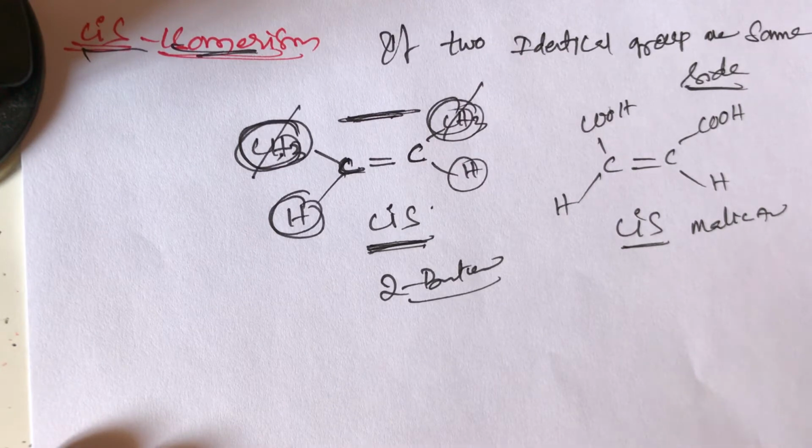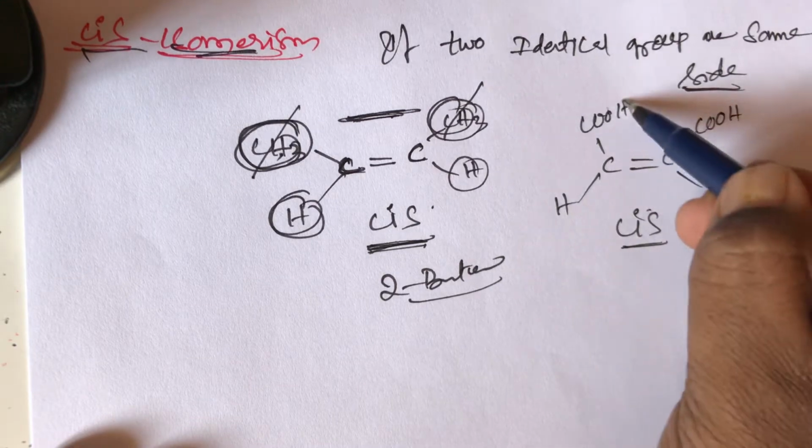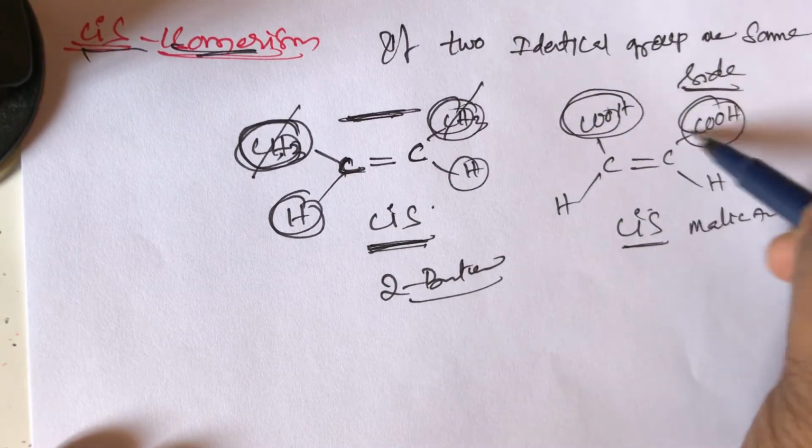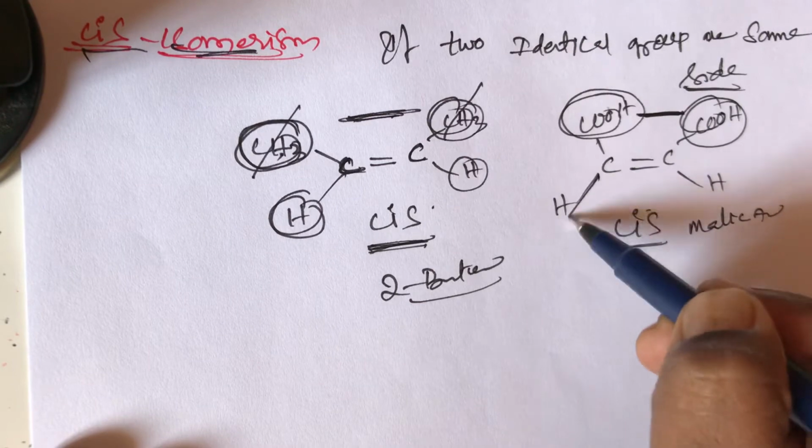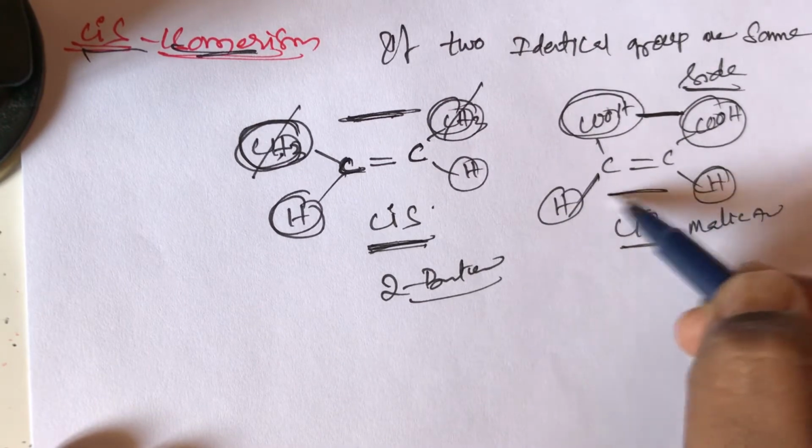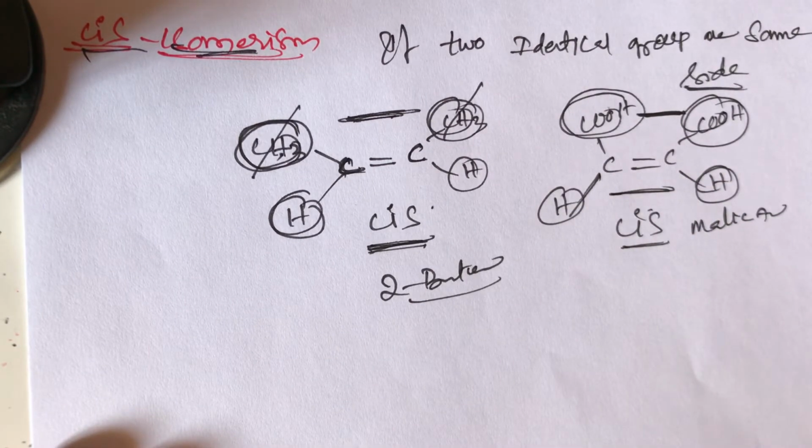Cis isomers means two identical groups or atoms present on the same side. Here in the second compound, two COOH groups are present on the same side above the plane, and two hydrogens are present on the same side below the plane. This is called a cis isomer example.